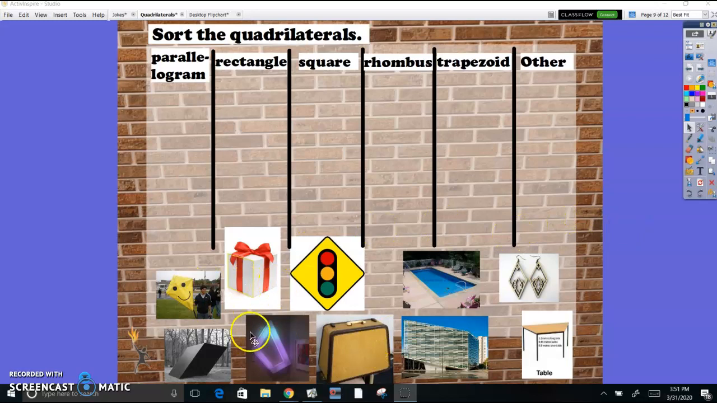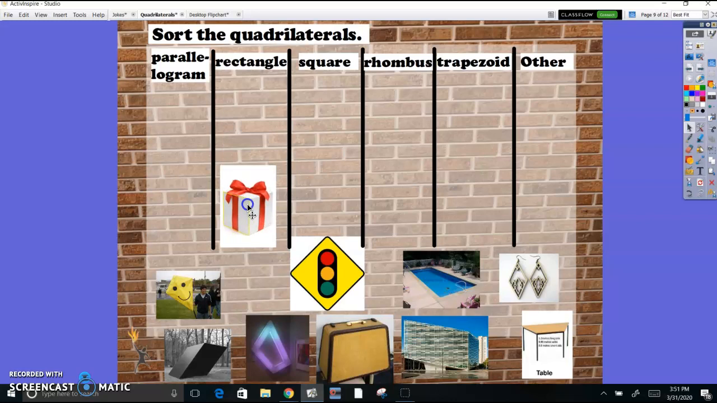I have some real-life pictures here. Please pause your video for a few minutes and think about which picture should go under which column. Are you done? Let's see.